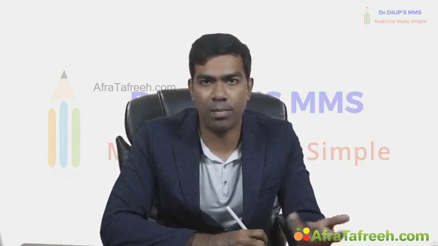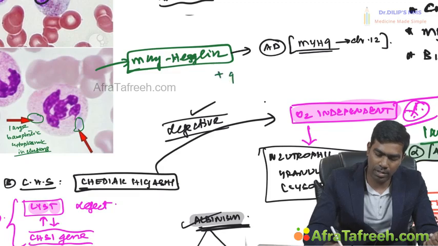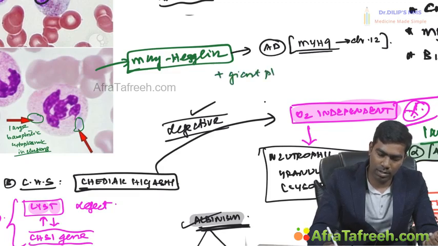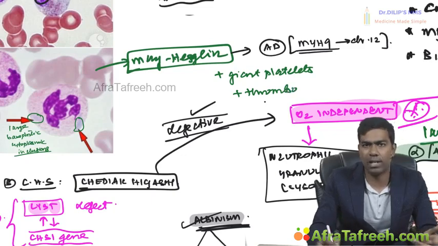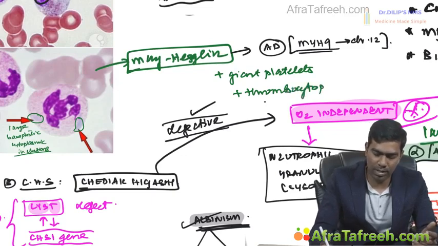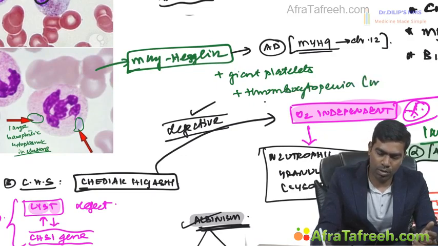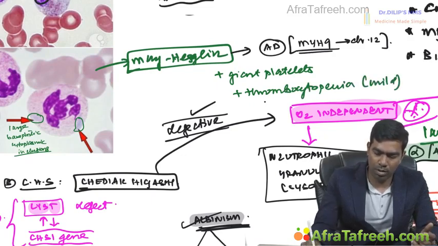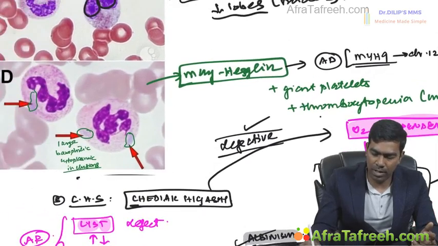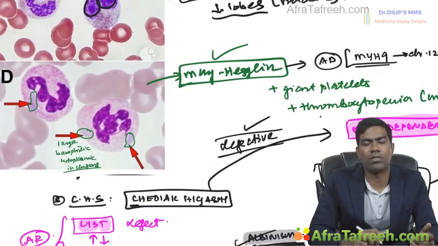It's due to MYH9. Lamin B receptor is Pelger-Huët, and May-Hegglin is due to MYH9, autosomal dominant in inheritance. These patients may also have associated giant platelets, and they may also have mild thrombocytopenia, which can result in mild bleeding and purpura, not severe anyway. So this is what we call May-Hegglin anomaly. Again, another benign disorder of the neutrophil.